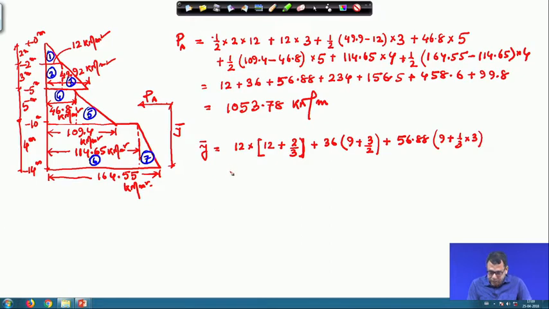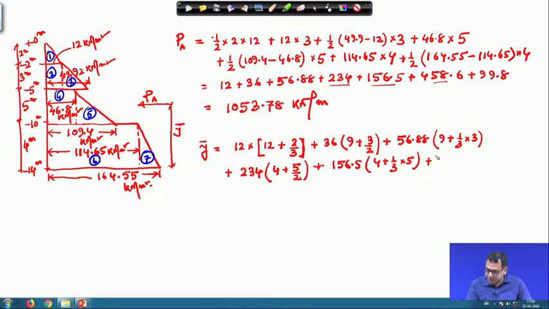Okay. Now, it is for the fourth part. Fourth part is the rectangle. So, the force for the fourth part is 234 and the height is 4 meter plus 5 divided by 2. Okay. Then the fifth part is a triangle whose force is 156.5. So, height is 4 meter plus, as it is a triangle, 1/3 of 5. Okay. So, this is for the first, second, third, fourth, fifth part.